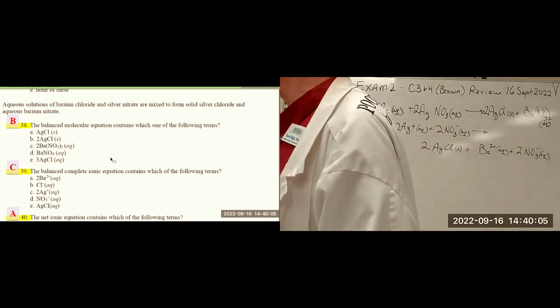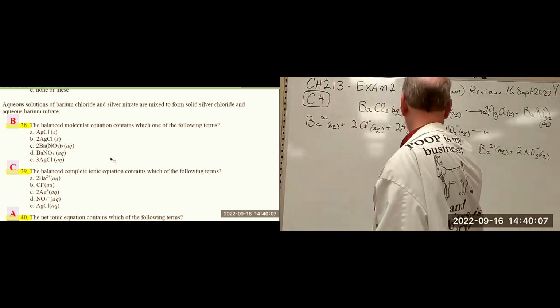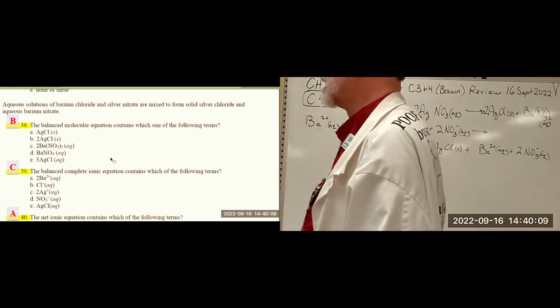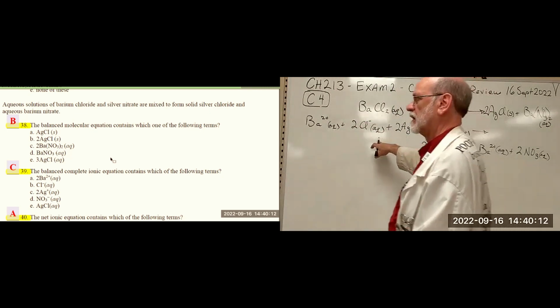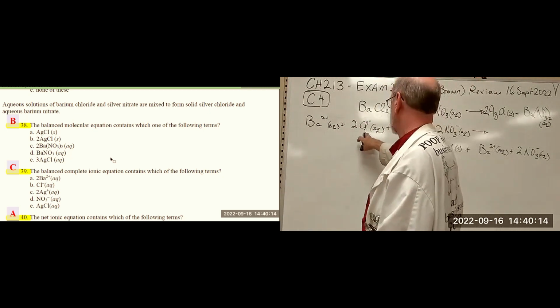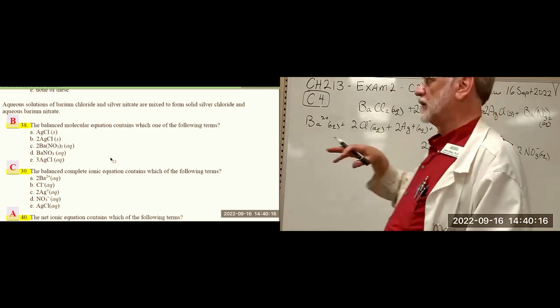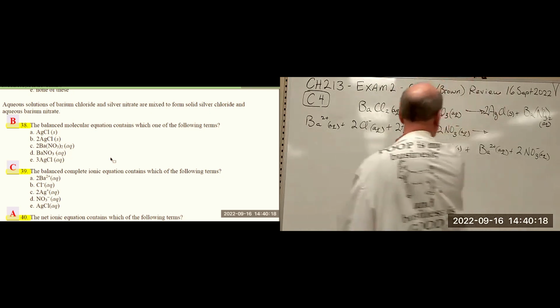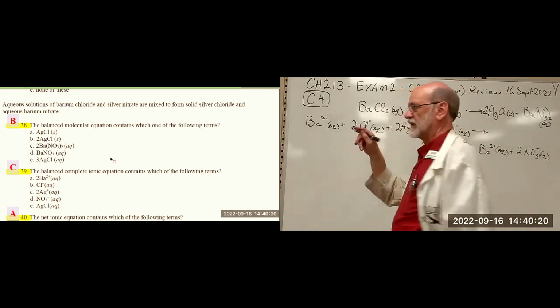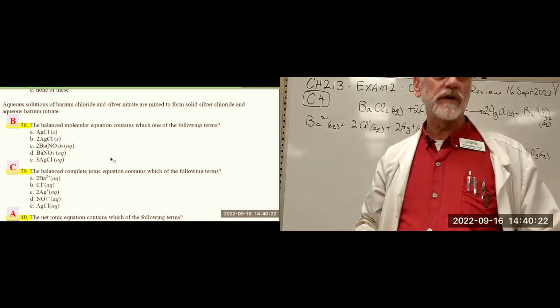And let's see which one matches. No, not 2 bariums. How about 1 chloride? Nope, 2 chlorides. 2 silvers. 2 silvers here. That's the one. Aqueous 2 silvers.